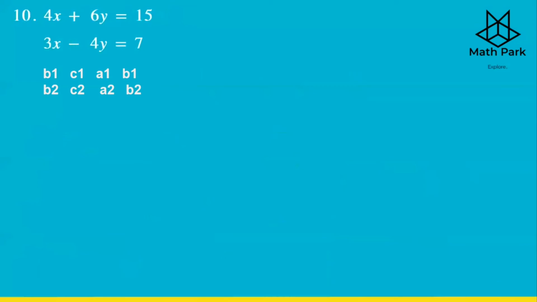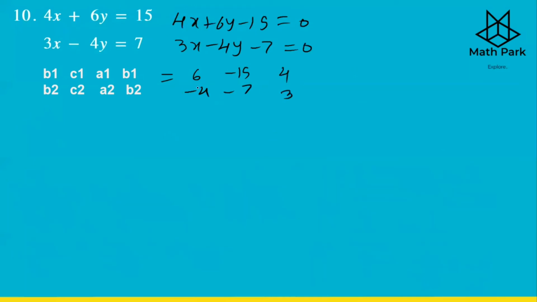Moving to question number 10, again we will be writing in the form of ax plus by plus c is equal to 0. So we get 4x plus 6y minus 15 is equal to 0. 3x minus 4y plus 7 goes here because minus 7 is equal to 0. Write the coefficients of x, y and the constant. You have b1, b2 is 6 and minus 4. c1, c2 is minus 15, minus 7. a1, a2 is 4, 3. And b1, b2 is again 6 and minus 4.